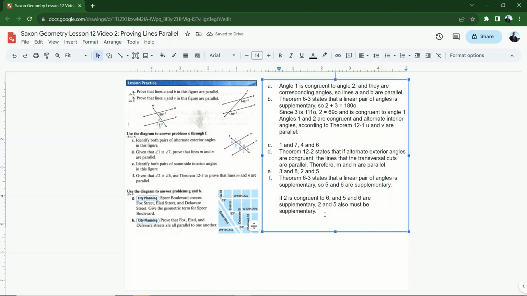So if 2 and 5 are supplementary, these two add up to 180 degrees, then according to theorem 12.3, since angles 2 and 5 are supplementary, and I should say, 2 and 5 are same side interior angles, then M and N must be parallel.